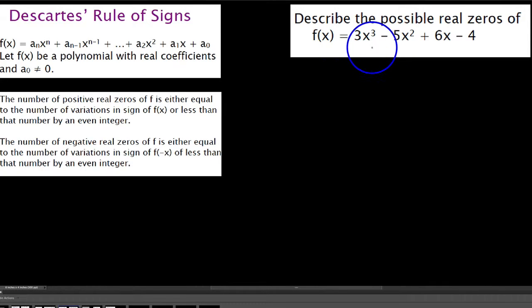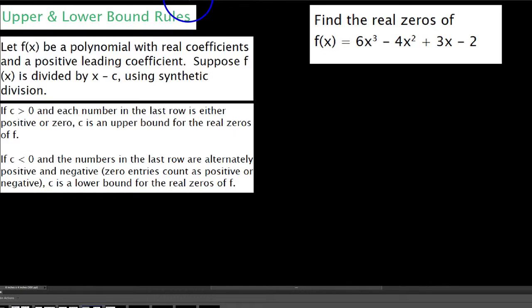Well, I noticed that setting this equal to 0 and solving by factoring is out of the question because this is not factorable. So here we are trying to divide and divide and divide until we find something that goes in evenly. What this is going to do for us is narrow down the list of things that could possibly go into it. What if I said that possibly no negative numbers could go into this whatsoever? Then I don't need to guess those numbers any longer. So let's read through what Descartes' rule of signs says and then use that to describe the possible real zeros of this function here.